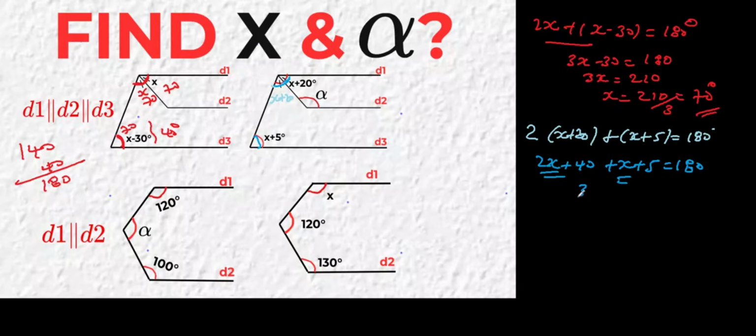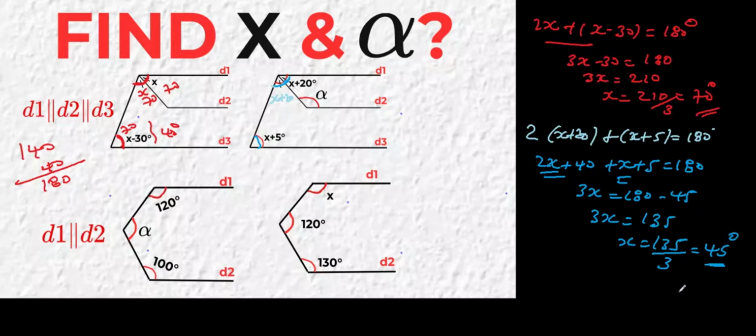Then 3x is equal to 180 minus 40 plus 5, 45, so minus 45. So 3x is equal to 135, and x will be 135 divided by 3, which will be 45 degrees, right? 3 times 5, 15, 1, 3 times 4, 12, 12 plus 1, 13, so this is 45 degrees. So that means 45 plus 5, it will be 50 degrees.